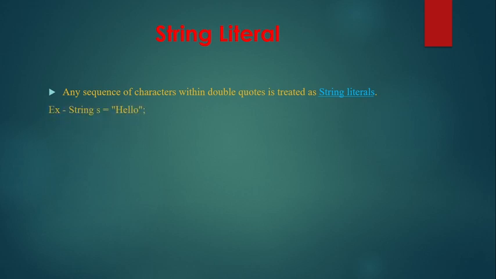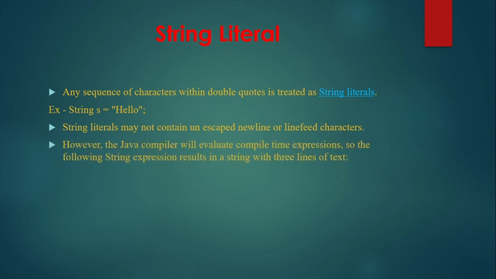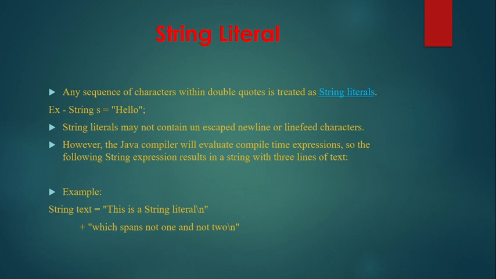Last but not the least is string literal. Any sequence of characters within double quotes is treated as a string literal. For example, String s = "hello". String literals may not contain unescaped new line or line feed characters. However, the Java compiler will evaluate compile time expressions, so the following string expression results in a string with 3 lines of text. For example, String text = "This is a string literal\n" + "which spans not 1 and not 2\n" + "but 3 lines of text".